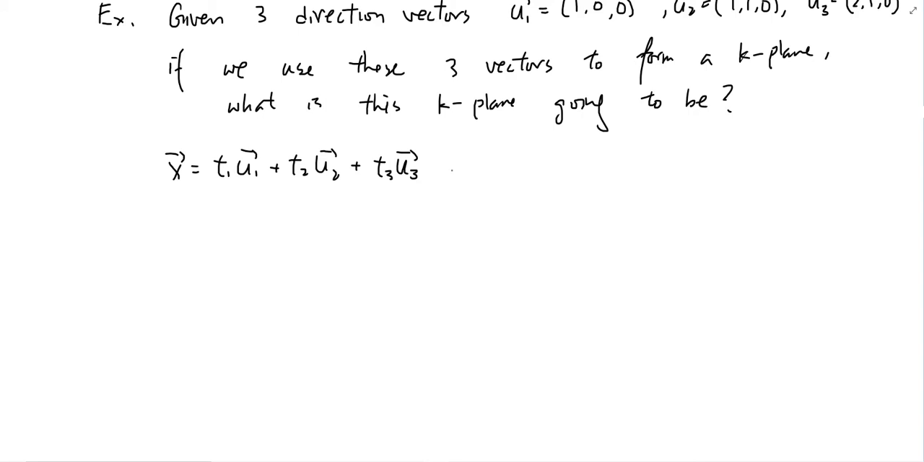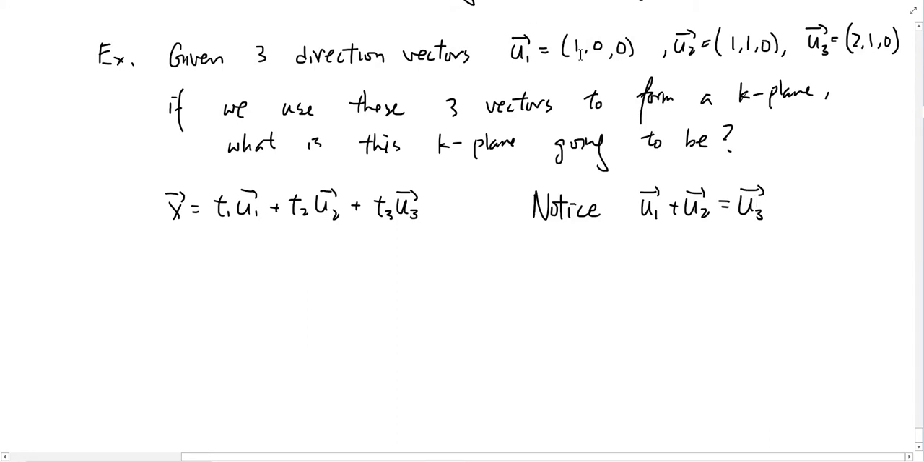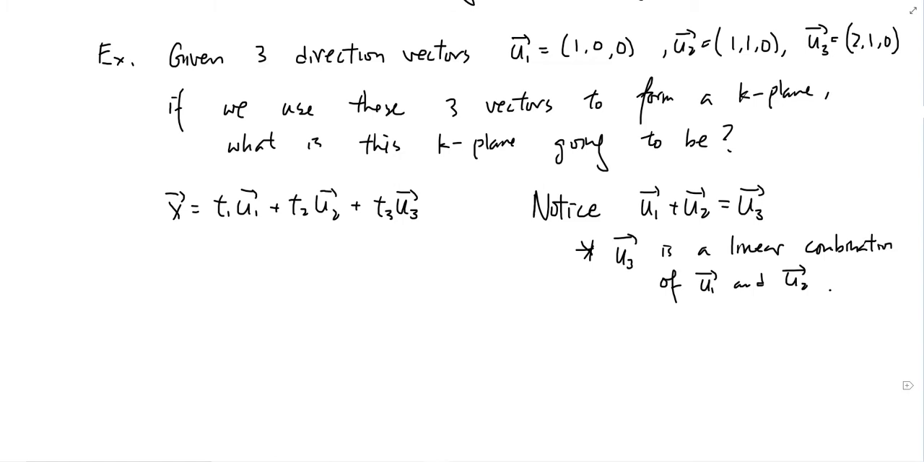The reason why it's not is the following. Notice that vector u1 plus vector u2 actually equals vector u3. Now, u3 is not a multiple of u1 or u2, but it's a linear combination of u1 and u2. That is the problem. Because u3 is a linear combination of u1 and u2, it messes up our k-plane.